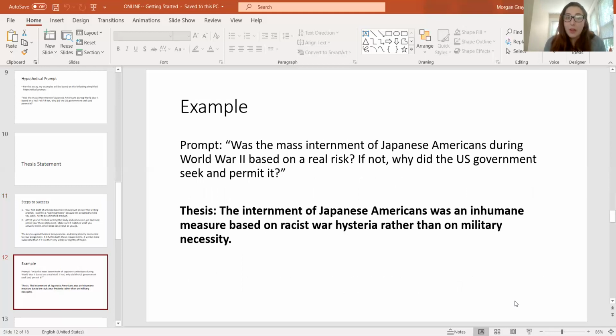For an example, was the mass internment of Japanese Americans during World War II based on a real risk? If not, why did the US government seek and permit it? My working thesis: the internment of Japanese Americans was an inhumane measure based on racist war hysteria rather than on military necessity. See, that's a direct answer. That it was not necessary, it was not a risk, and it was based on racism and hysteria. There we go, direct question. That may not be in the final version of my paper, but it's in it right now and it will help me continue to write.